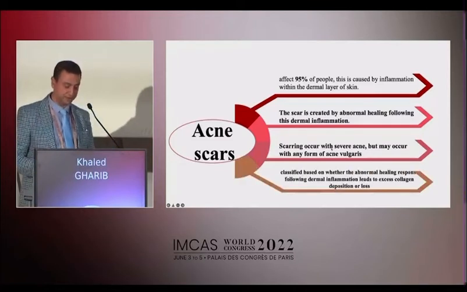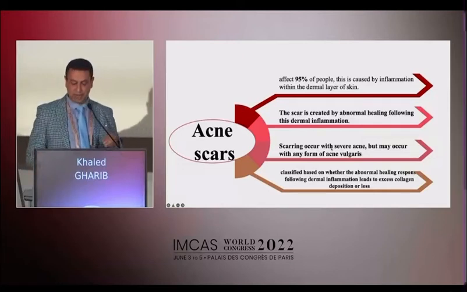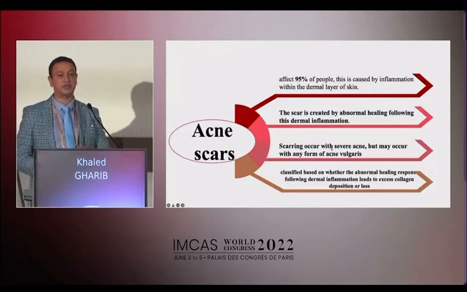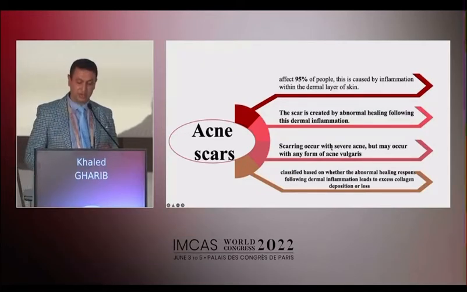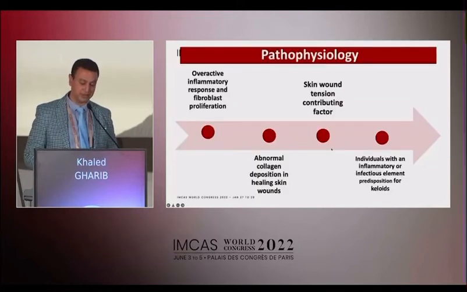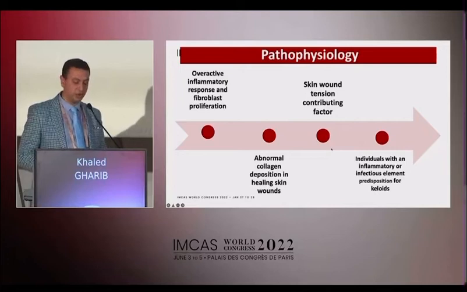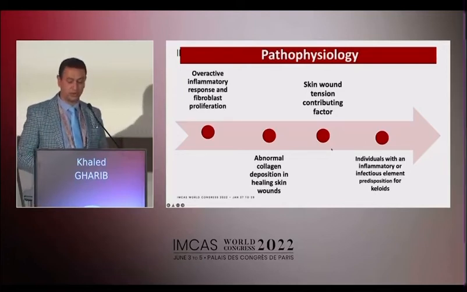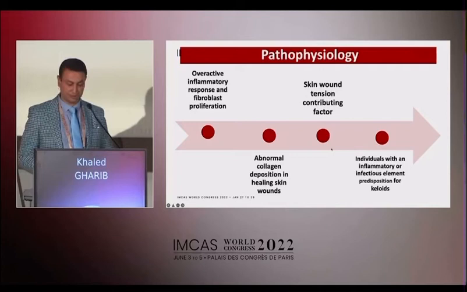The classification of acne scars is usually based on how the abnormal healing of the dermal inflammation occurs, either excessive collagen with hypertrophic scars, or depression with loss of collagen, the atrophic acne scars. The pathophysiology of acne scars is usually due to an over-inflammatory process in the fibroblasts, skin wound tension, abnormal collagen deposition, or inflammation and production of keloid.